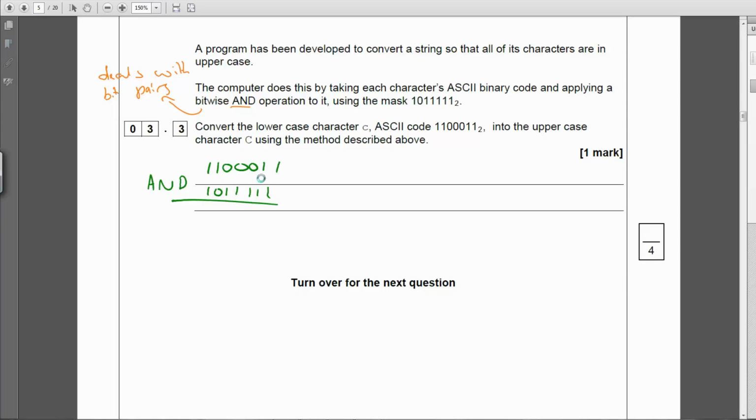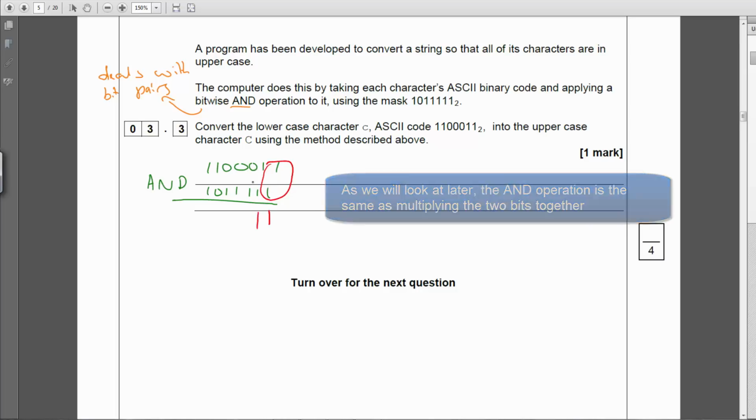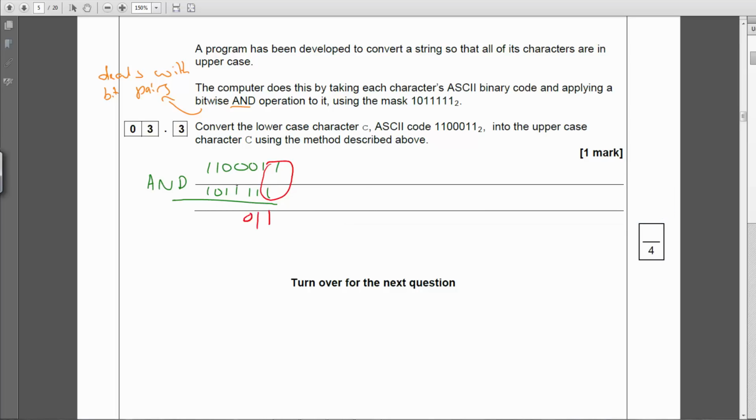So first of all, we want to say AND. 1 and 1 is going to be 1. 1 and 1 is going to be 1. 0 and 1 is 0, just using the properties of the AND operation. 0 and 1 is going to be 0, because the only way AND is going to equal 1 is if you have 1 and 1. So 0 and 1 is going to be 0, 1 and 0 is going to be 0, and 1 and 1 is going to be 1. So this is our uppercase C.